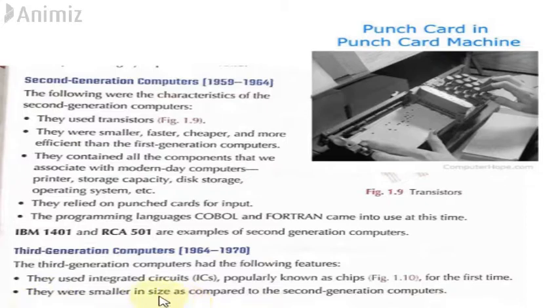They were smaller in size compared to the second generation of computers. Third generation computers were among the first computers that ever used ICs. As I've already told you, as science progressed and computers became more functional, providing more functions, the size of the computer eventually became smaller and smaller.